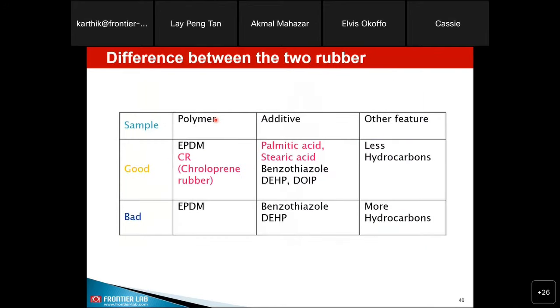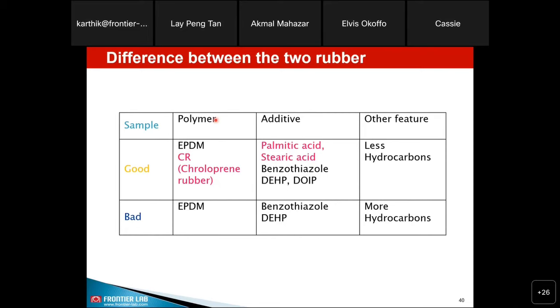So we have summarized this. You have a product difference between the good and bad. The bad rubber has only EPDM as a rubber, whereas the good material is a combination of EPDM and chloroprene. The second one is the additives, which are also different. The good one has these free fatty acids, which we did not see in the other material, and there are more and less of the hydrocarbons.